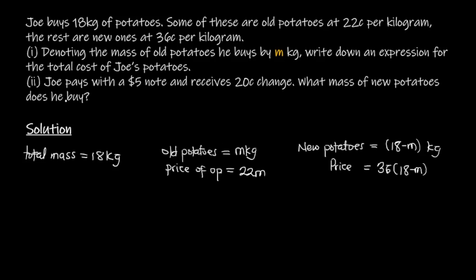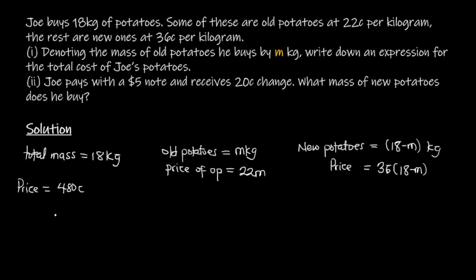Now, we're told that he paid $5 and he received 20 cents. That means the price of the total mass of the potatoes that he bought will be equal to 480 cents. Because $5, that is 500 cents, minus 20 cents, that will give us 480 cents. So this becomes the price of the 18 kilogram of potatoes that he bought.